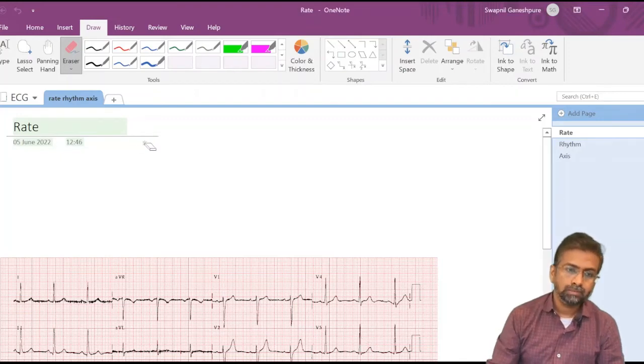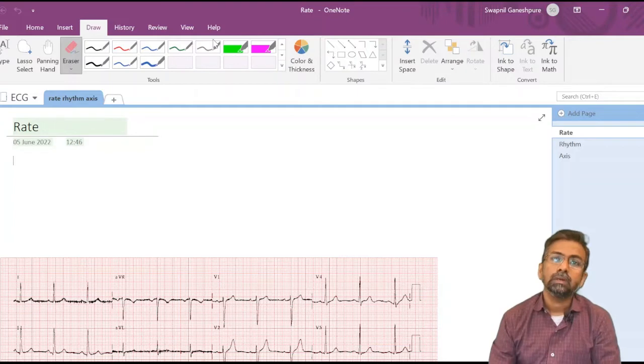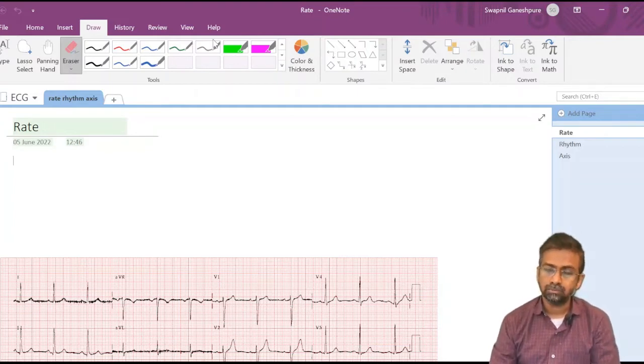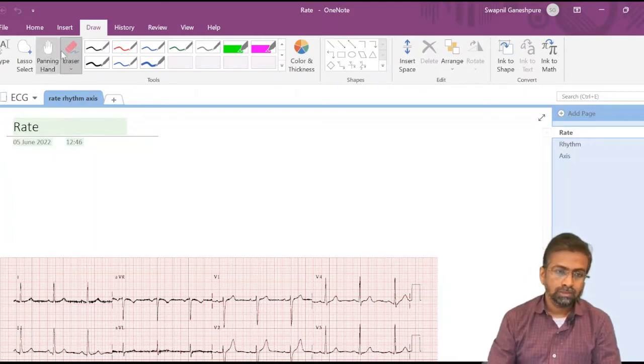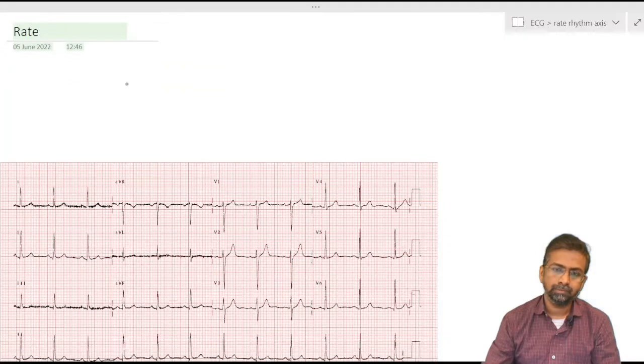Hello friends, in this lecture we will discuss the ECG and we'll learn how to calculate rate, rhythm and axis of the ECG. So let's begin. First is how to calculate the heart rate. How do we calculate the heart rate?